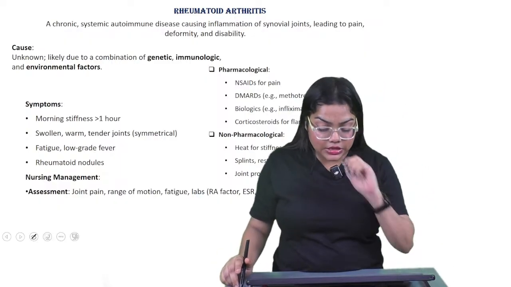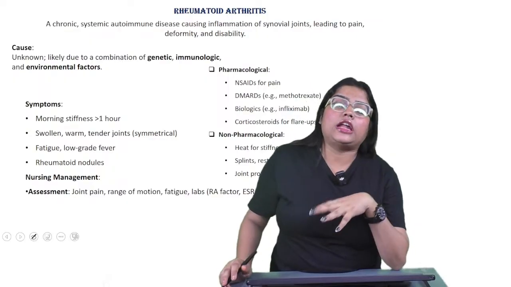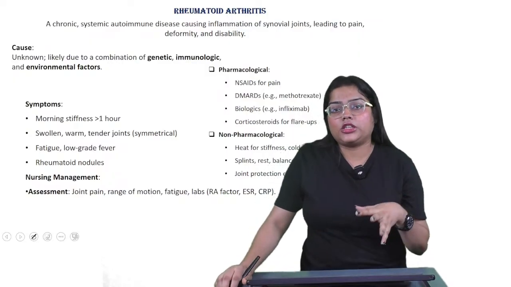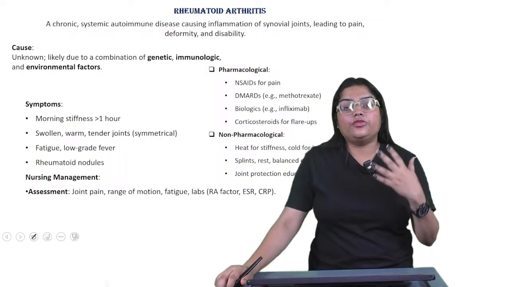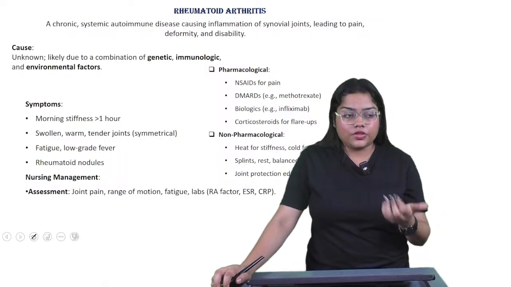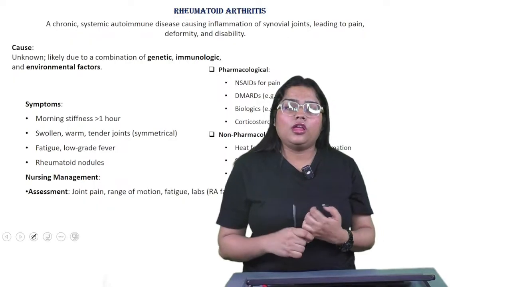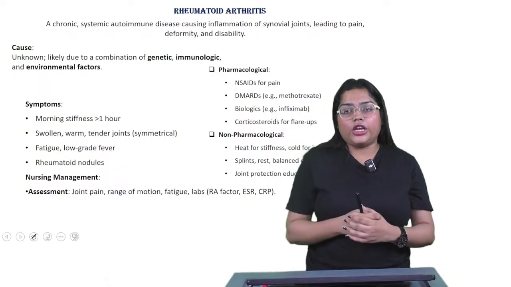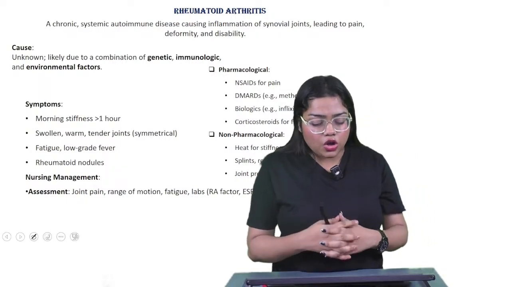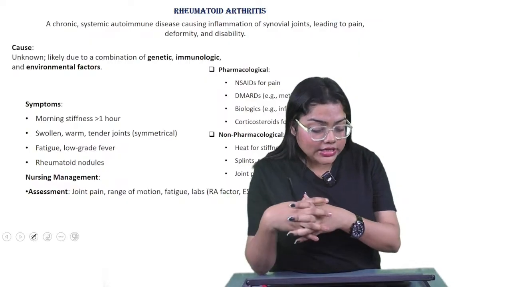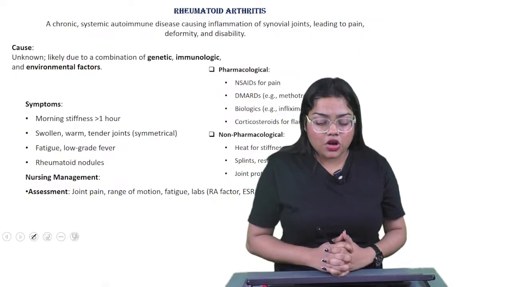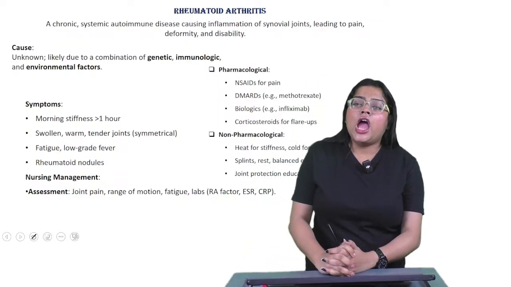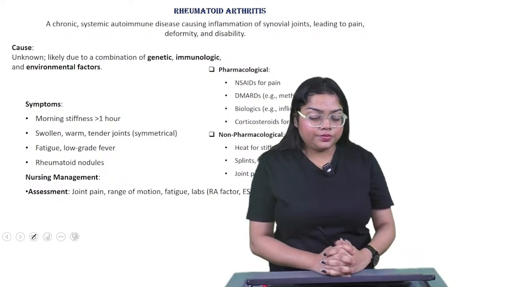Our next question is rheumatoid arthritis. So what is rheumatoid arthritis? It is a chronic or severe condition where the synovial joints get inflamed, and because of that symptoms such as painful walking, painful knees, and painful joints will be seen. So what is the definition? A chronic systemic autoimmune disease which causes inflammation of the synovial joints, leading to pain, deformity, and disability of the person.